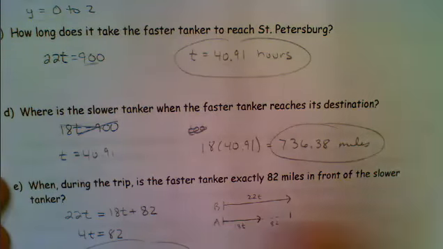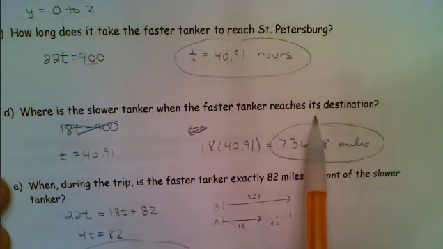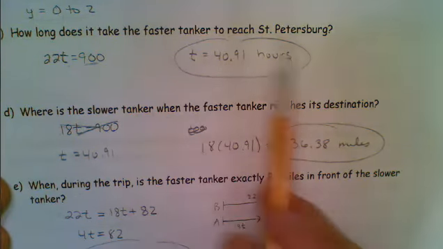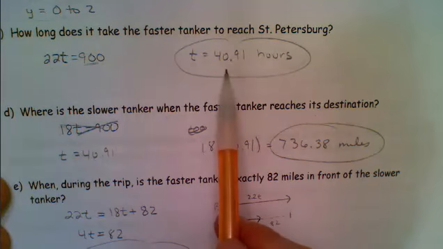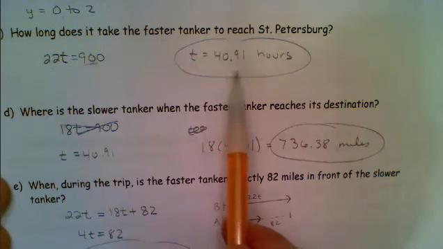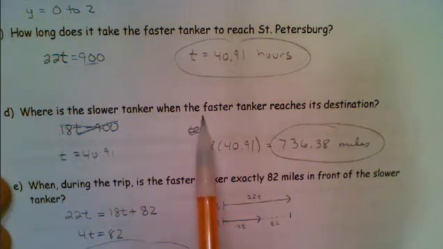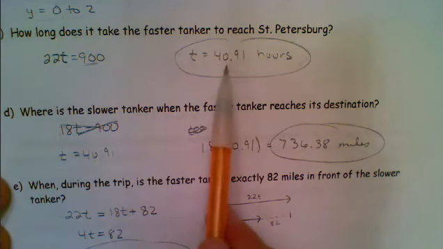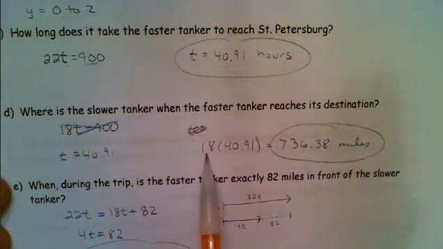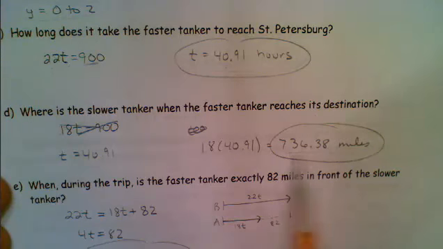Where is the slower tanker when the faster tanker reaches its destination? So in other words, when I'm at 40.91 hours, that's how long it took the faster tanker to get to its destination. This says, where is the slower tanker? So now that I know in this answer my time was 40.91, I just have to plug that in. 18 times 40.91 gives me 736.38 miles. That's how far it had traveled from the beginning.